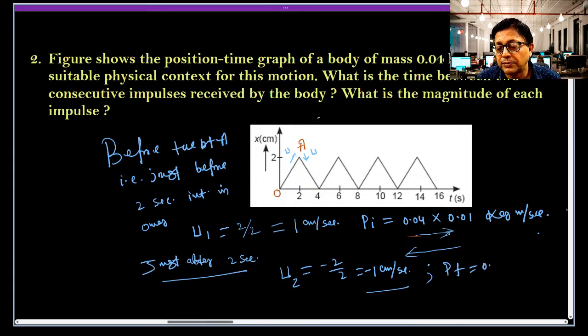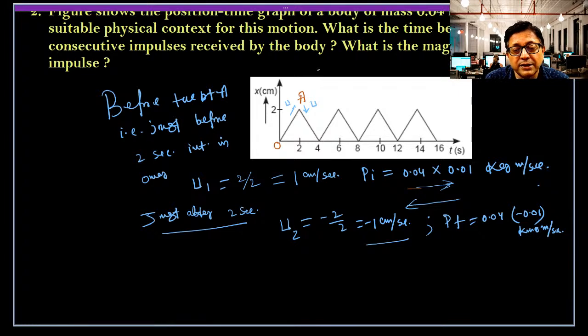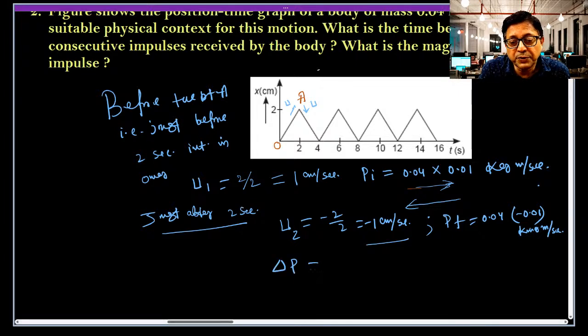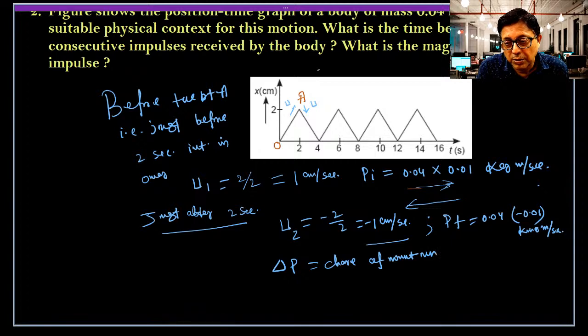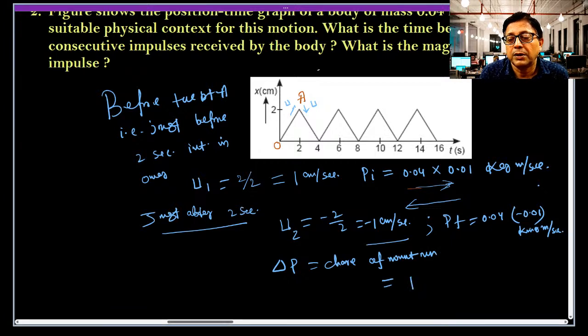Pf is 0.04 minus 0.01 kg meter per second. So del P equal to change of momentum, Pf minus Pi. Just find its value. Tell how much we are getting. How much are you getting?